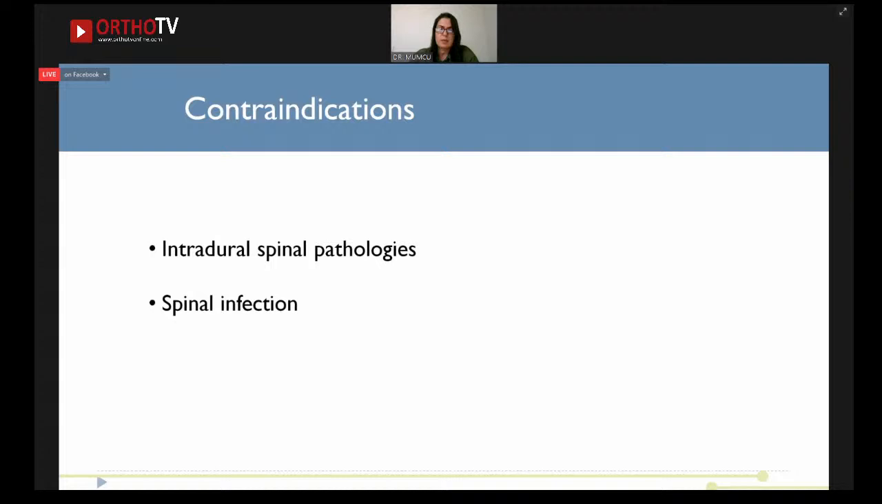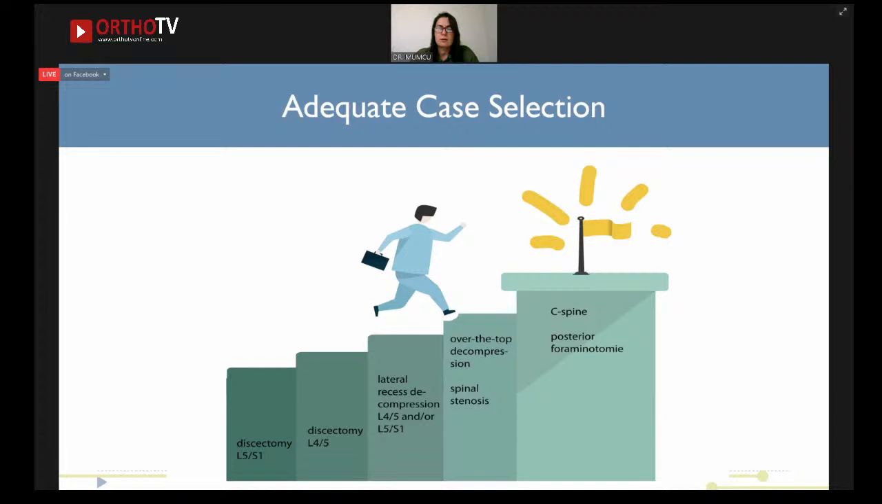When you start UBE, we recommend you operate on easy discectomy cases at the level L5-S1, which has a much wider interlaminar window, as it gives you much maneuverability. Later on, start with discectomy at the level of L4-5. By practicing more, you can do lateral recess decompression. And when you get more practice with using the burr drill, you can start spinal canal stenosis. Then finally, you can perform posterior foraminotomy in the cervical spine or far lateral discectomy. You will gain enough experience in your first 50 cases.